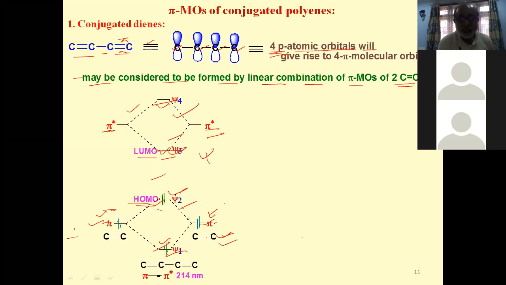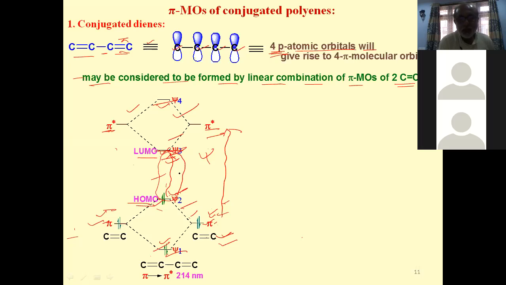Now, if you have to excite this molecule, how much energy do you require? You require only this much energy. An electron has to go from psi 2 to psi 3. But in the case of ethylene, how much energy was needed? This much of energy. But this time in butadiene, the energy required is less, this much, because of this combination.